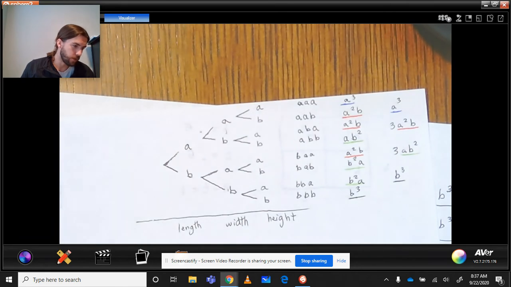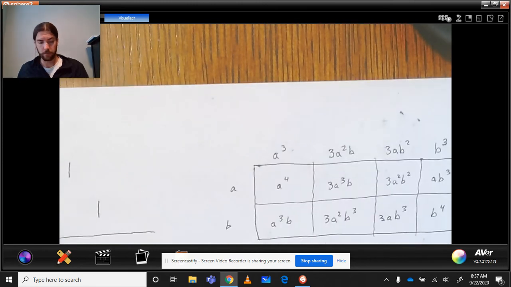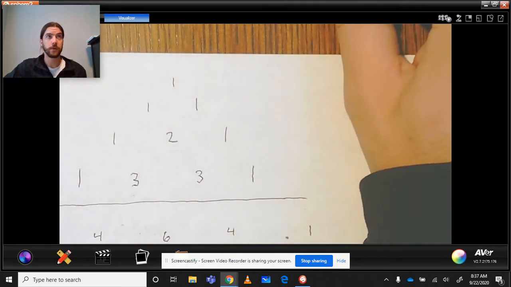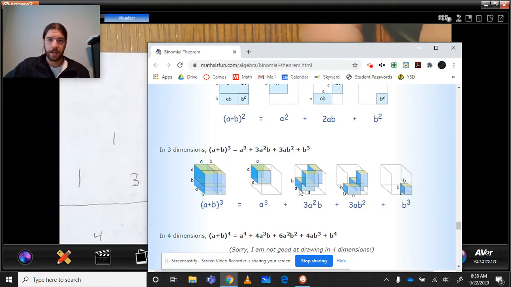We are talking about the fact that the coefficients of Pascal's triangle do a really good job of telling us how many of the same object we are going to find. How many a squared b's are we going to find? We're going to find 3 of them. That's what Pascal's triangle tells us. It tells us that coefficient there, the 3, the 1, and in higher dimensions where I can't continue to draw these pictures, it still tells us that.